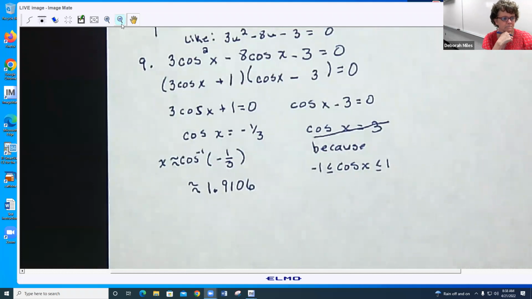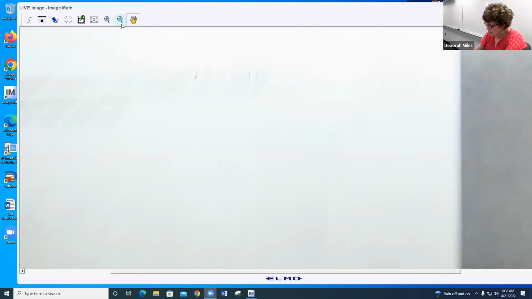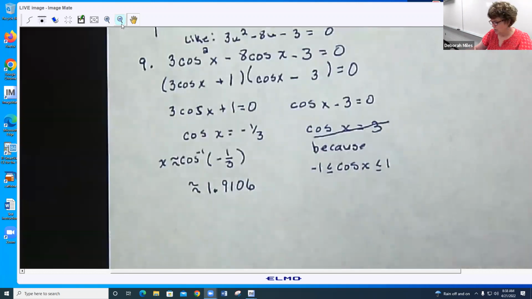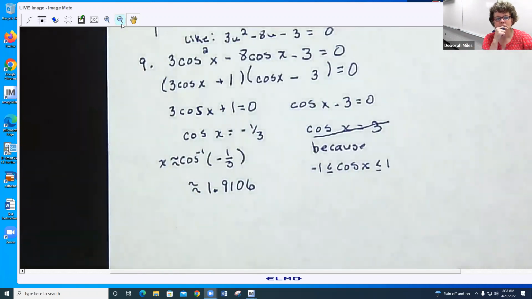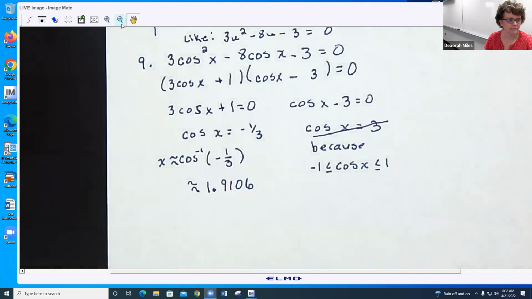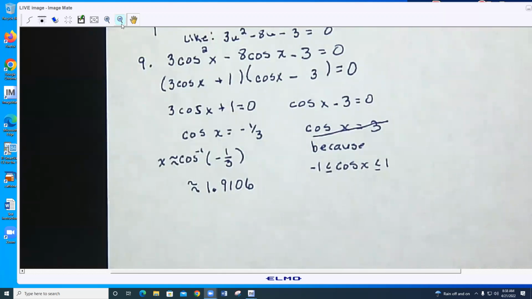Is that what you're getting? All right. How many angles should there be in one complete revolution of the unit circle? And again, we're including 0, but we're not including 2 pi. So how many times in one revolution of the unit circle should there be an angle whose cosine is -1/3? Yeah. Twice. There should be 2 quadrants.